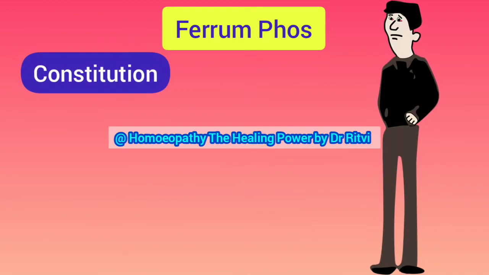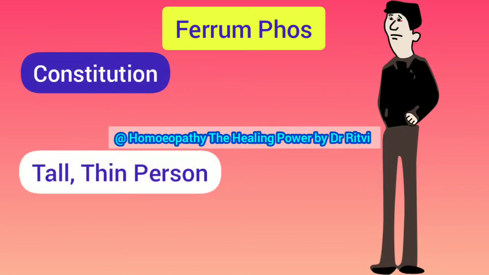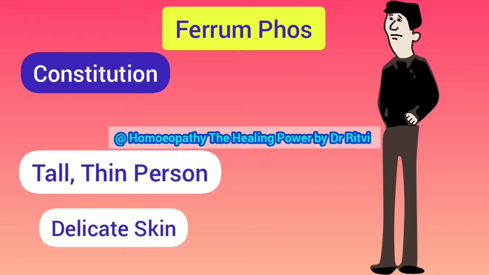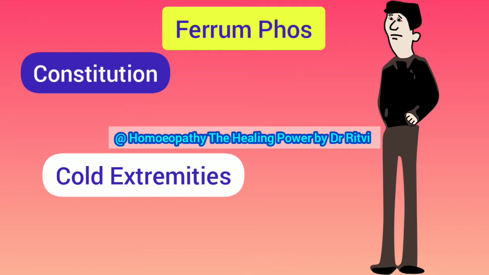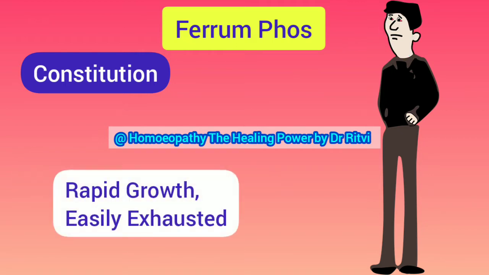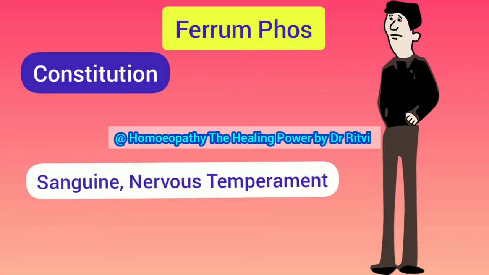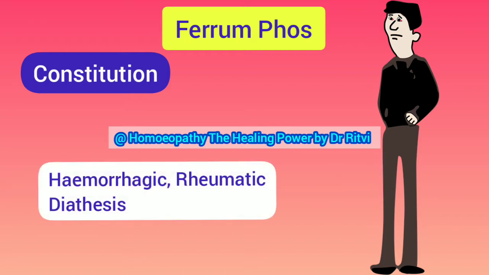Constitution. Ferrum Phos is indicated in a tall, thin person with delicate skin. The skin is very delicate and transparent. There is severe congestion of the veins with cold extremities. Ferrum Phos patient is very plethoric with rapid growth but gets easily exhausted on least exertion. Temperament. Ferrum Phos patient has sanguineous and nervous temperament. Diathesis. Ferrum Phos patient has hemorrhagic and rheumatic diathesis.